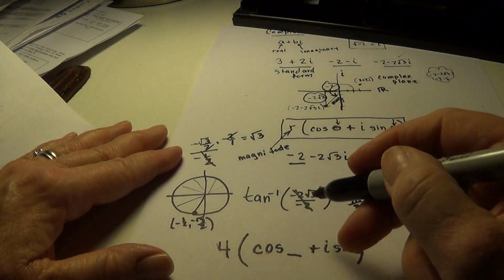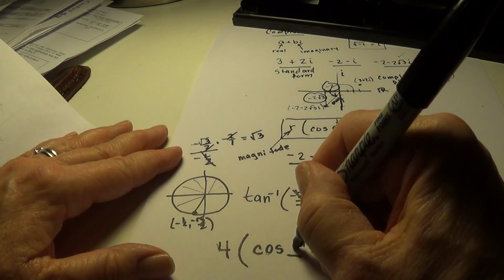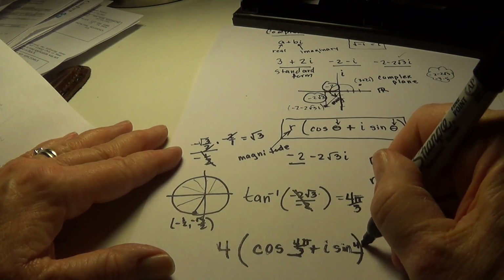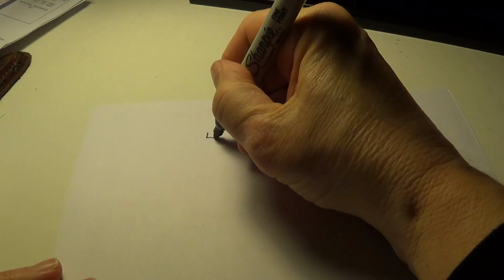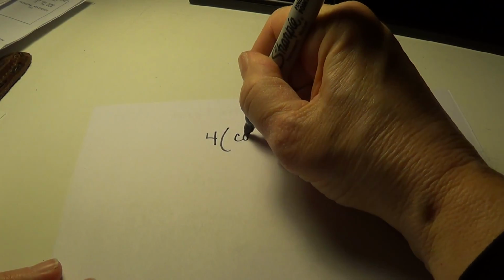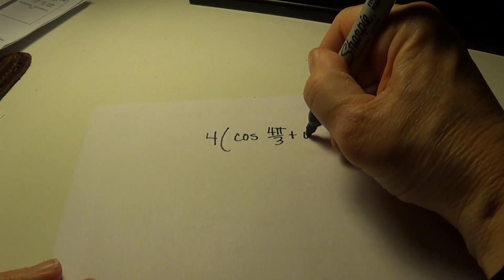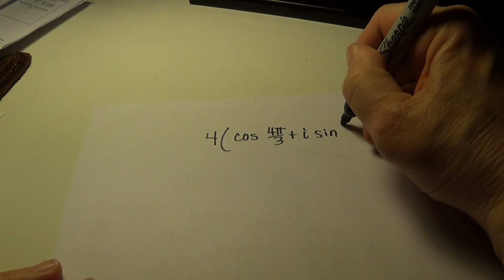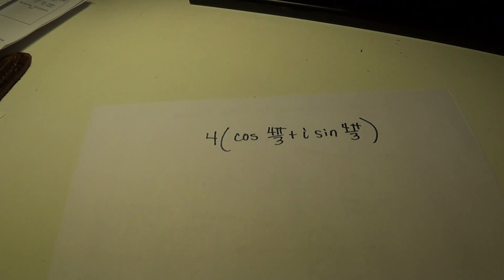And so it will go in 4 pi over 3 and 4 pi over 3. Okay, I kind of got crowded out. Let me write it for you more clearly. So the R part was 4, the word cosine, then 4 pi over 3 plus i sine 4 pi over 3.